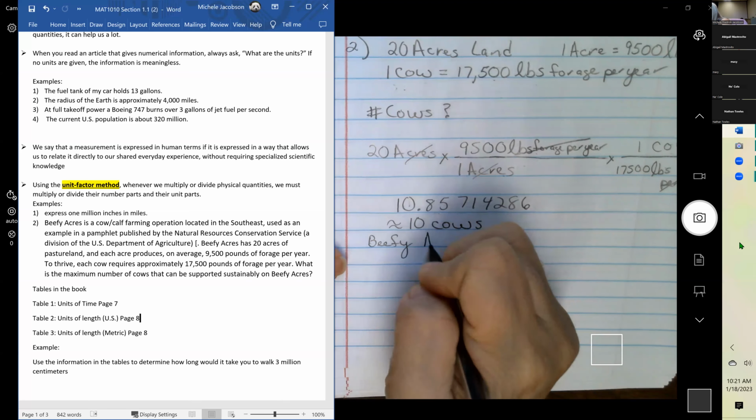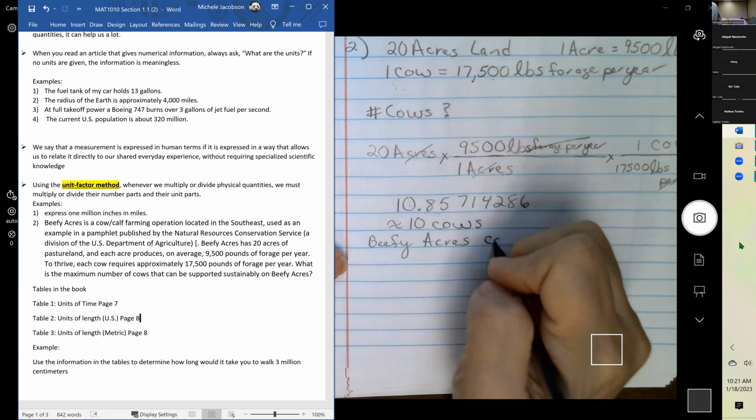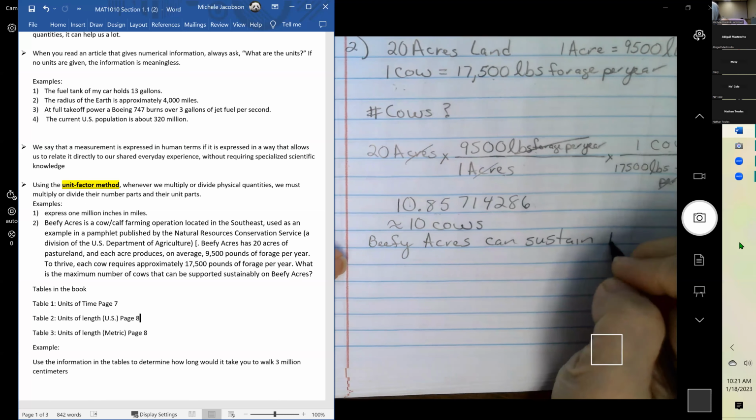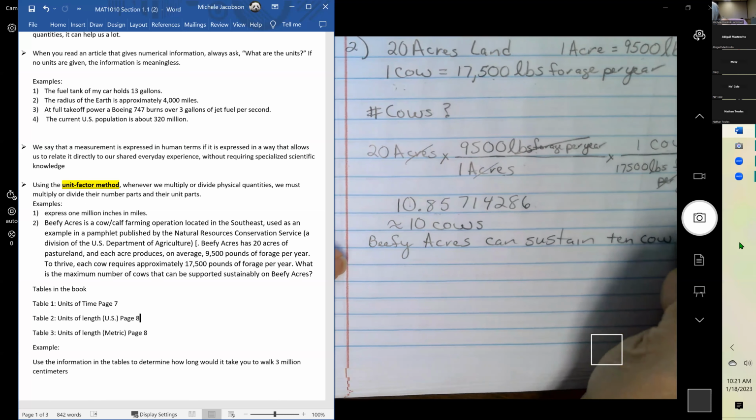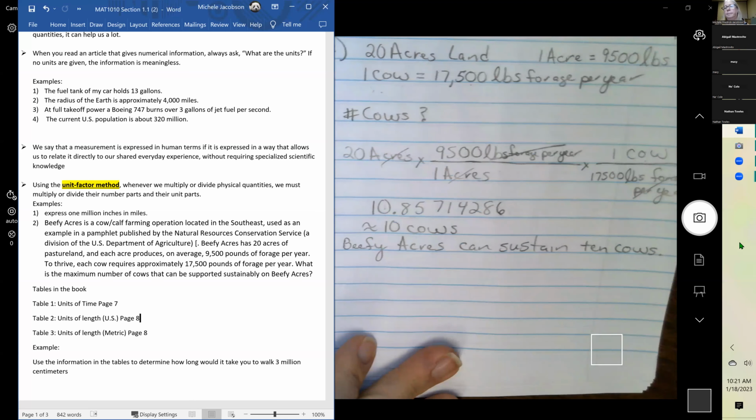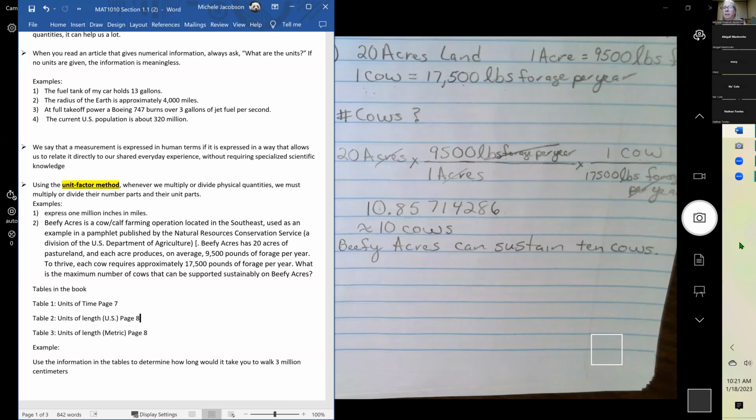So Beefy Acres can sustain 10 cows. It doesn't have to be anything huge, but you should always complete your answer in a sentence. Most of the time on a test, I'd remind you. Any questions on that?